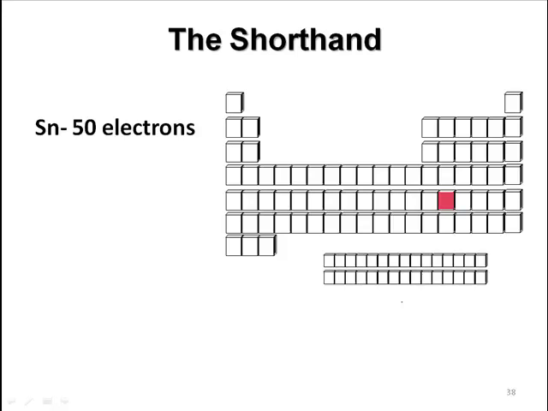So tin has 50 electrons. So we could go 1s2, 2s2, 2p6, 3s2, 3p6, 4s2, 3d10, 4p6, 5s2, 4d10, 5p6. Oh no, 5p2. Now we could do that, or we could use the shorthand: the noble gas before it. What's the noble gas for tin? It's Kr, krypton.